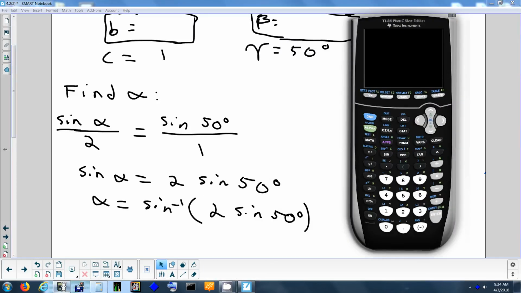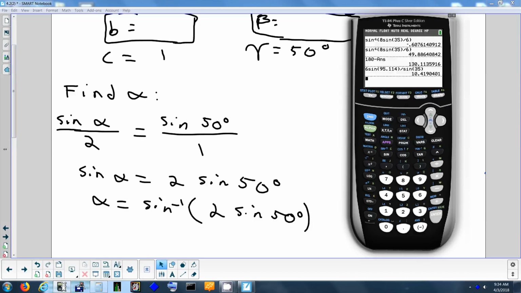Now, before I type that in, I'm just going to type in 2 sine 50. I'm not going to do the inverse sine yet, because I want you to see something. When we graphed the sine function last week, what was the highest and the lowest that it ever went, if you didn't do anything to it? Like the original graph. Yep? 1 and the lowest? Negative 1. It always went between 1 and negative 1. Well, look at the value of 2 sine 50. It's 1.5. So when you try to take the inverse sine of 2 sine 50, you can't, because you're trying to take the inverse sine of a number that's not between negative 1 and 1.